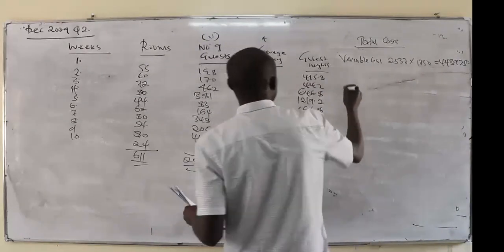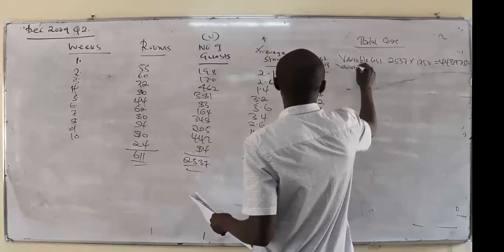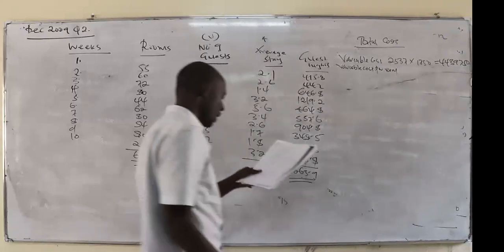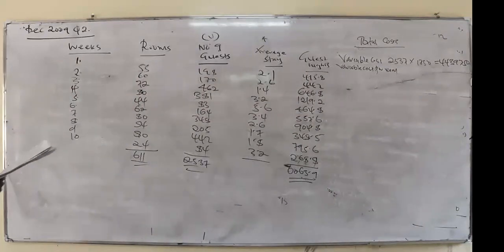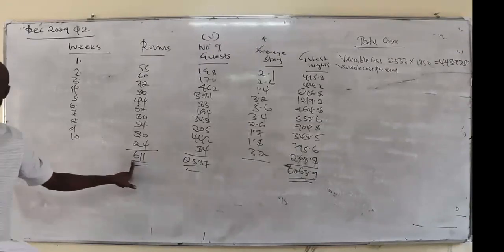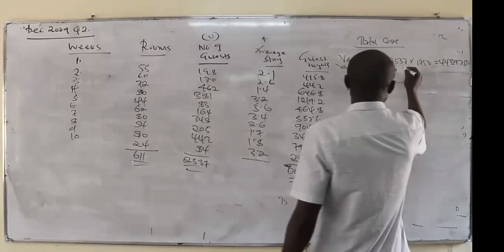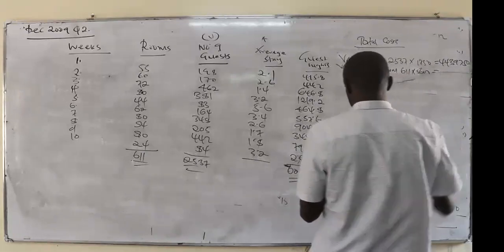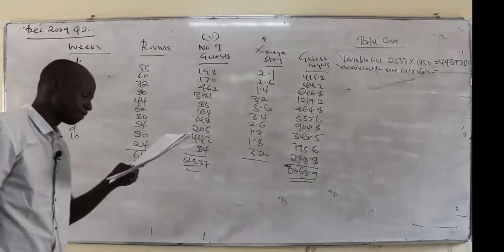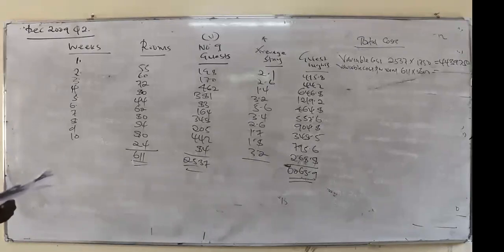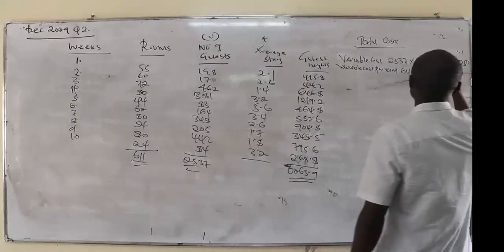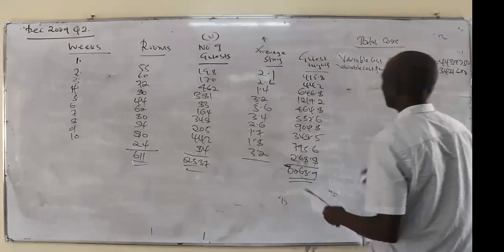Then variable cost per room. It is 5,600. The number of rooms is 611. So 611 times 5,600. How much do you get? 3,421,600. That is the variable cost per room.